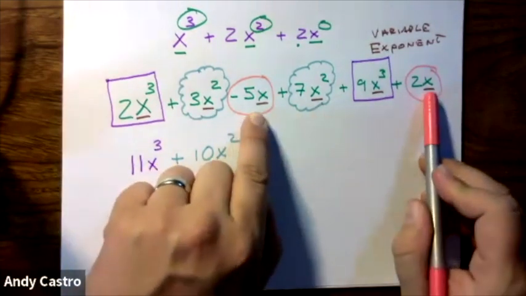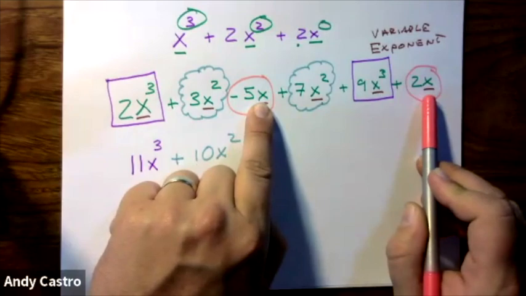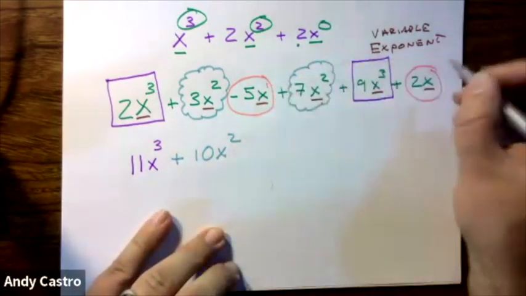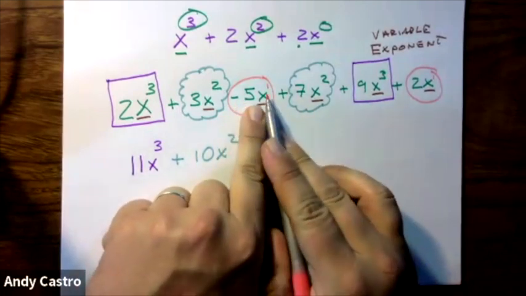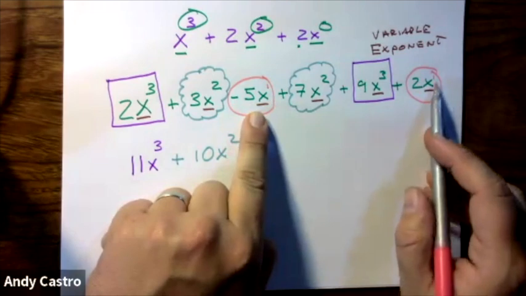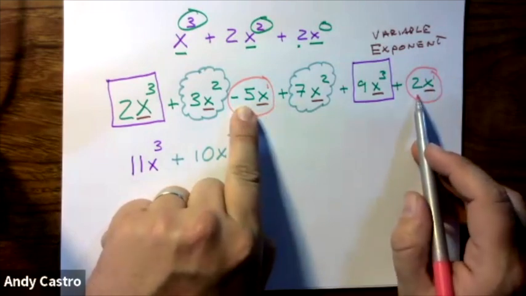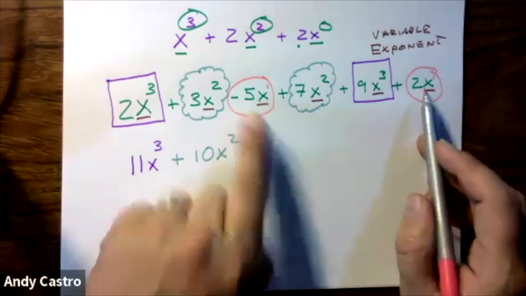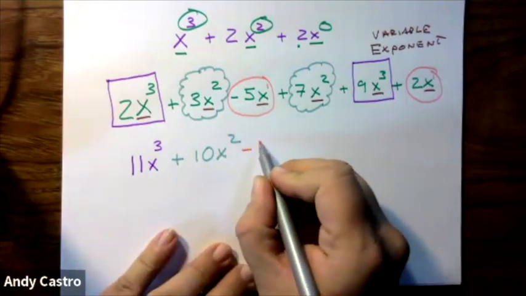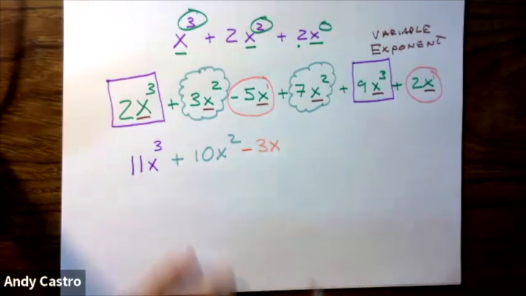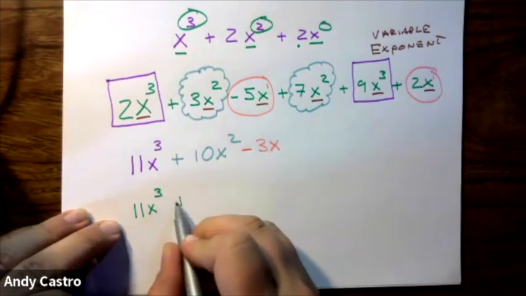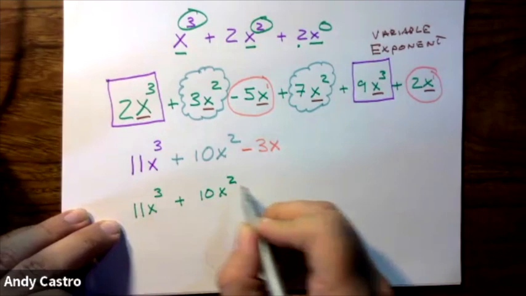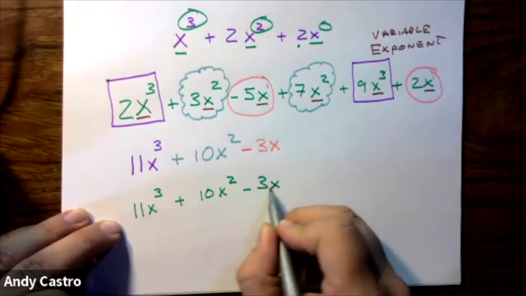All right. Now, I'm going to do a circle around here and here. So here I have an x and here I have an x. So I can combine those because both of those have an exponent of 1. So negative 5x to the first and 2x to the first. Negative 5 and 2 I can combine. Negative 5 plus 2 is negative 3. So I'm able to simplify this whole thing down to 11x cubed plus 10x squared minus 3x.